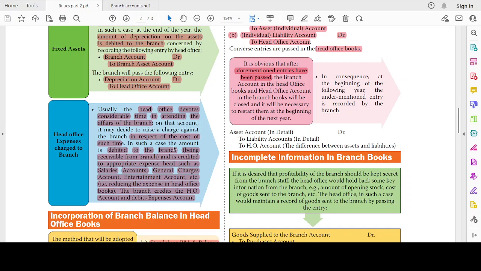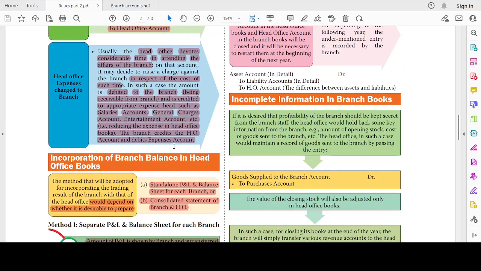A manager of the head office is also okay. But in that case, the entry that will be passed is branch account debit to salary expenses, to that extent of time which has been devoted to the branch. Say, for example, 1,000 rupees. Now in the branch books, it will pass an entry: salary of manager account 1,000 to head office account.